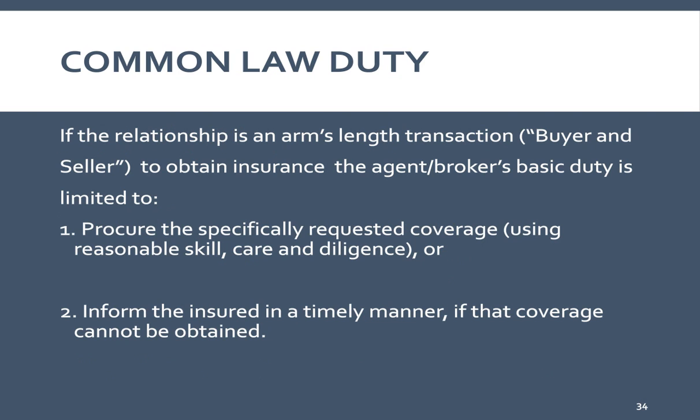Okay, now, if the relationship is arm's length, which is basically the buyer-seller type of relationship, again, it says here what I've been emphasizing: procure the specifically requested coverage. So again, there must be a specific request. If it's in generalities, it can be a big problem. And using reasonable skill, care, and diligence on the part of the insurance agent. Again, that becomes one of those questions of what constitutes reasonable skill, care, and diligence.